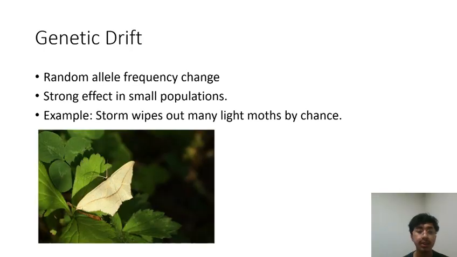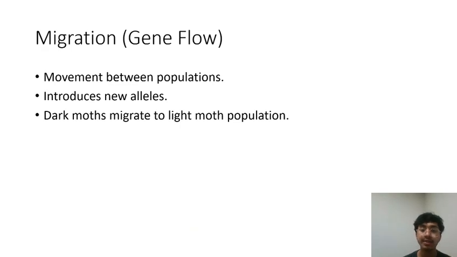Another one is genetic drift. Genetic drift is when allele frequencies change just by chance, especially in small populations. For example, if a storm randomly kills most of the light moths in a small forest, dark moths could become the majority in that forest, not because they were fitter, but purely by luck.